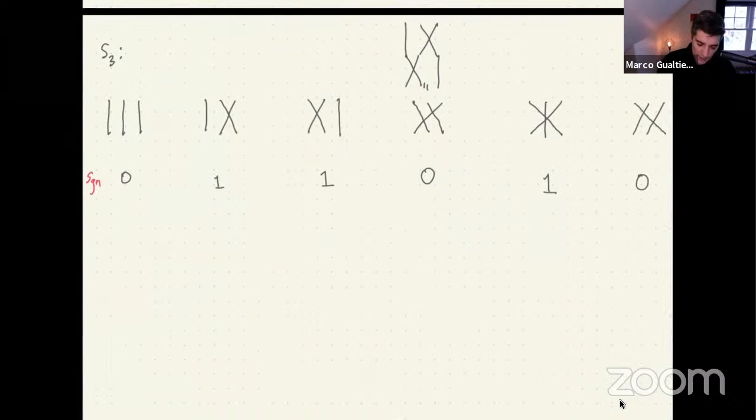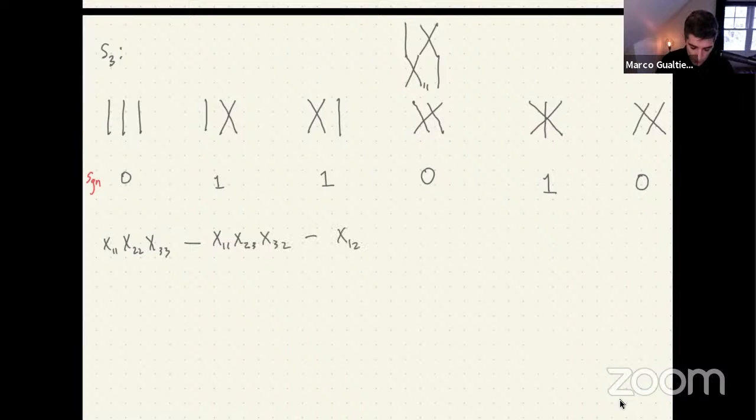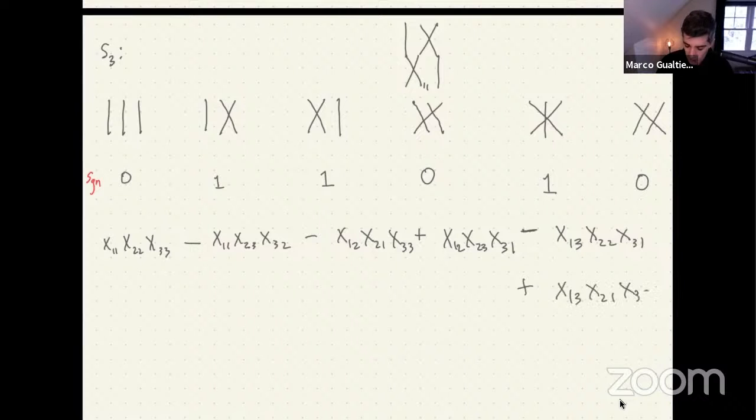So then what I'm going to get is x, 1 is sent to 1, 2 is sent to 2, 3 is sent to 3. Then I'll get a minus, 1 is sent to 1, 2 is sent to 3, 3 is sent to 2. Then there's another minus, 1 is sent to 2, 2 is sent to 1, 3 is sent to 3. Then 1 is sent to 2, 2 is sent to 3, 3 is sent to 1. There's a minus, 1 is sent to 3, 2 is sent to 2, and 3 is sent to 1. And then plus 1 is sent to 3, 2 is sent to 1, and 3 is sent to 2.